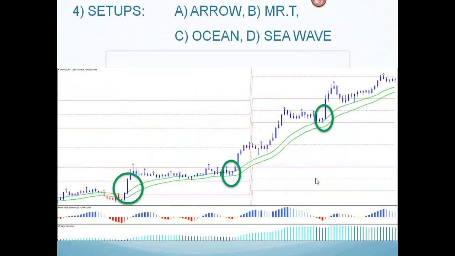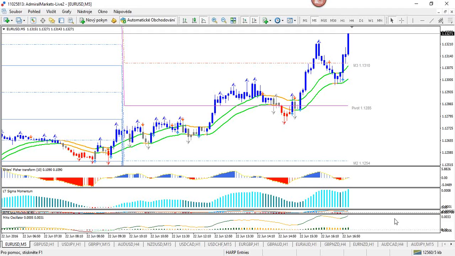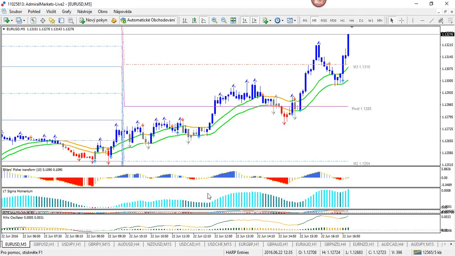Then we have our setups that are based on candle color changes, the arrows, or the change of the oscillator from loss of momentum to regaining momentum. All right, so those are just a couple of ideas where you can use our charts for trading. With that said, let's take a look at the current markets.